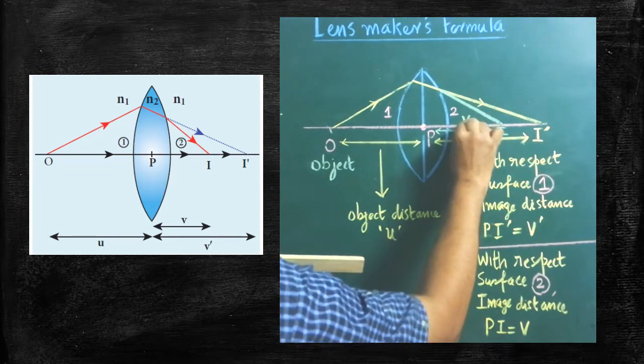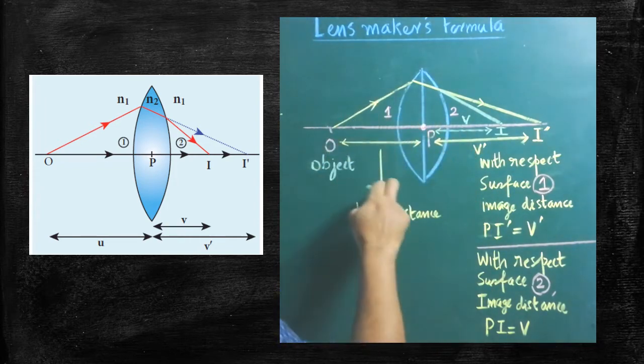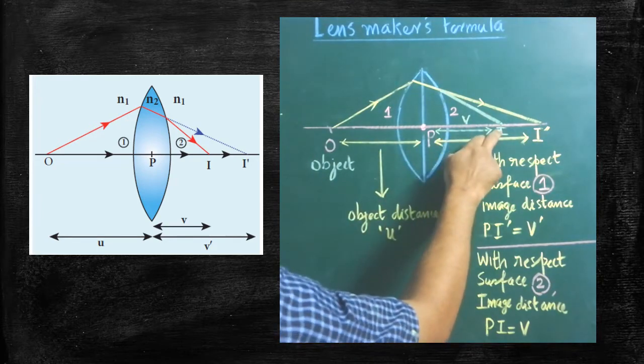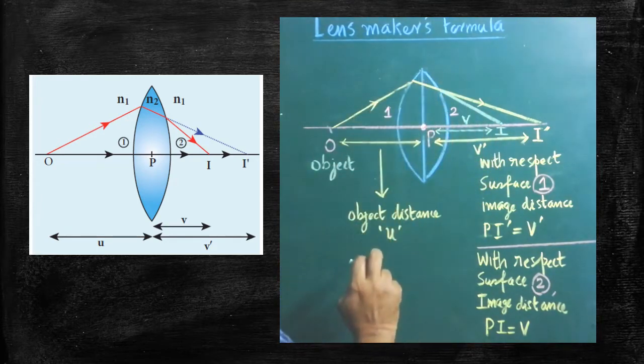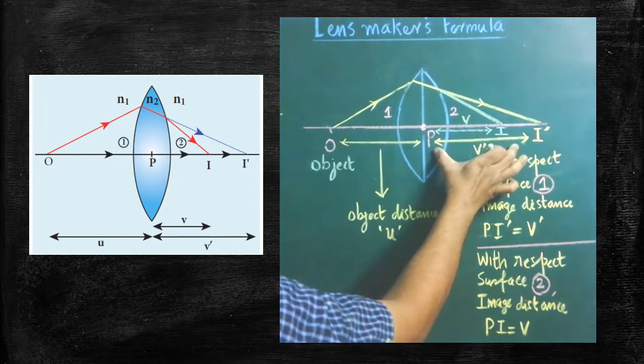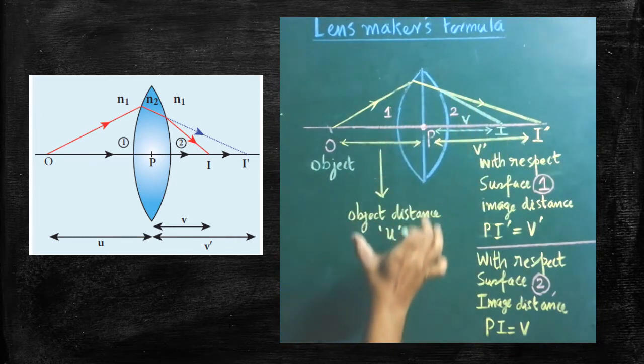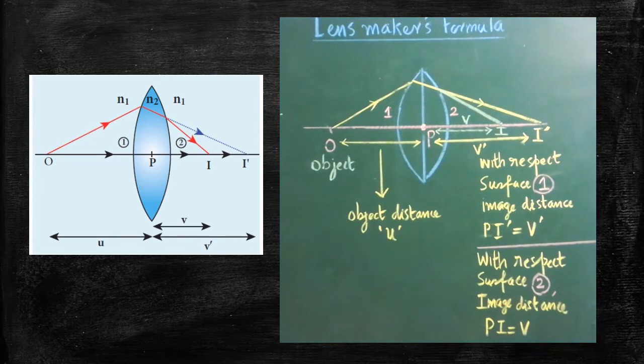Know the difference between V dash and V. V dash is the image distance with respect to surface 1. V is the image distance with respect to surface 2. Note the difference. This is very important. I have written everything here clearly. This is the object distance. This is the image distance with respect to the curved surface 1. This is the image distance with respect to surface 2. These are all the assumptions which are very much required for further derivation.